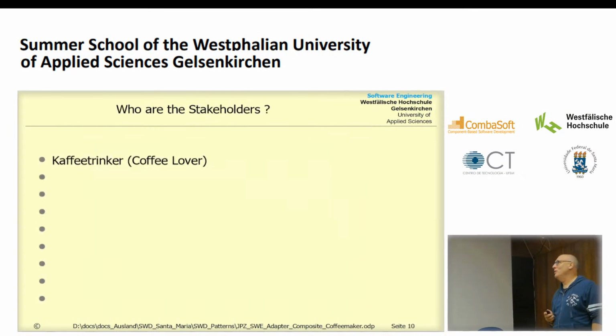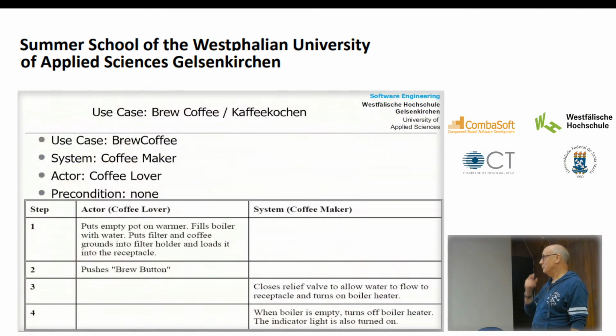Okay, this we have to leave out because it's from software engineering. The column of the stakeholders is not so important today. Then we describe each use case in more detail. So it has a name, which system does it belong to, who is the actor, and does it have any preconditions.